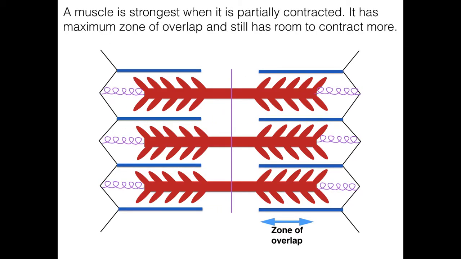This is the state of optimum length, this partially contracted state, where we have the most contact between our actin thin filaments and our myosin head groups. This muscle is in its strongest state. It has a maximum zone of overlap, but it still has room to contract.